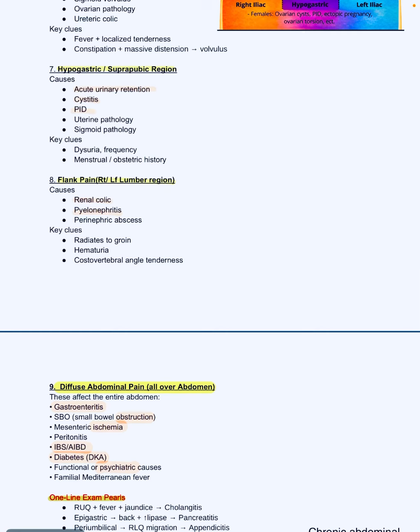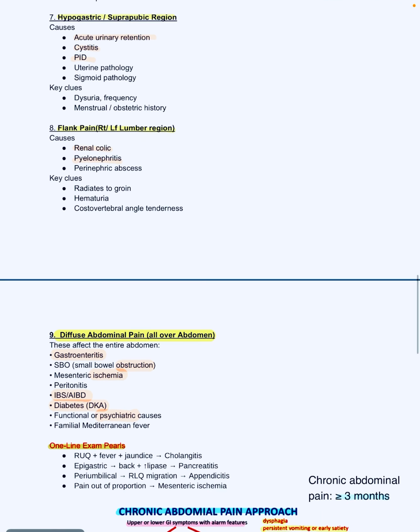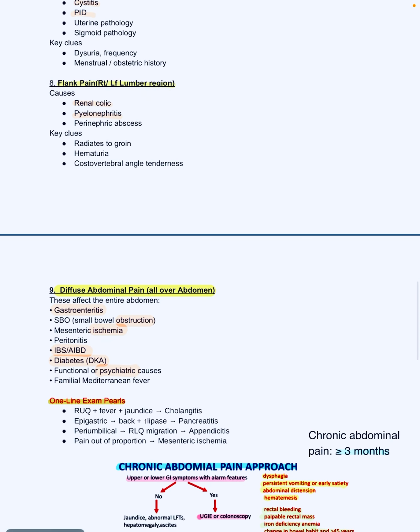Diffuse pain, sometimes the site may be difficult to identify. In this case, pain is present all over the abdomen. It may be due to gastroenteritis, small bowel obstruction, mesenteric ischemia, DKA, very common, and psychiatric cause.